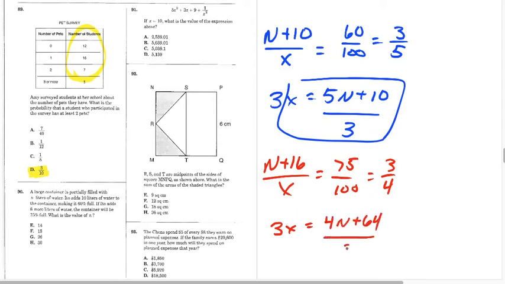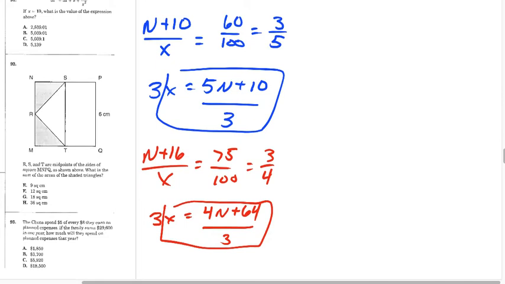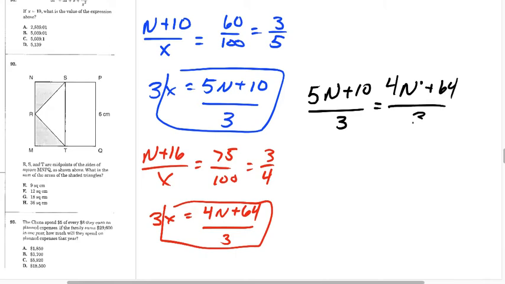Again, we're going to divide it by 3. Okay, let me go ahead and slide this over a little bit, because we have to set these two equal to each other. So we're going to have 5n plus 10 over 3 equals 4n plus 64 over 3. So we can just get rid of the 3's. 4n minus 5n is going to be 1n equals, subtract the 10 away, and we get 34.